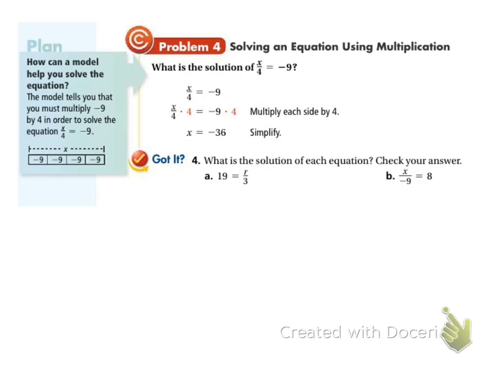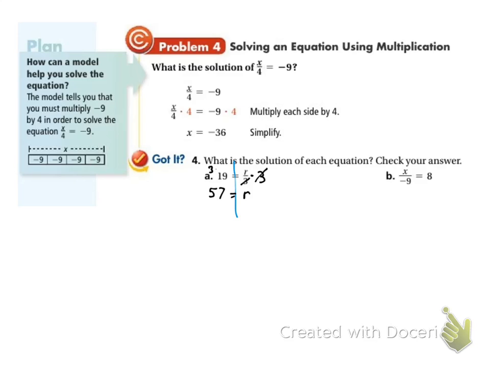Okay, multiplication, same sort of deal. Right now I have 19 equals r over 3. Right now r is being divided by 3. The opposite of dividing is multiplying. So I multiply by 3 on both sides. 3 and this 3 cancel off. So I get r equals, and 3 times 19 is 57. So r is equal to 57.